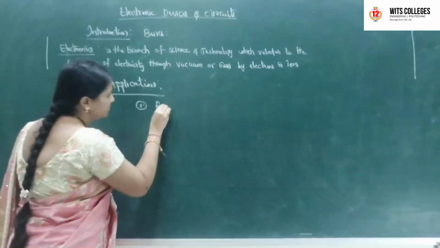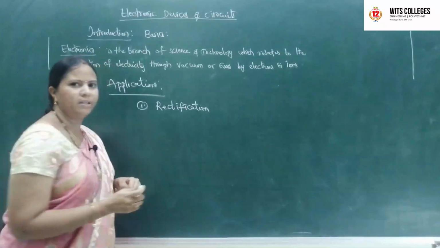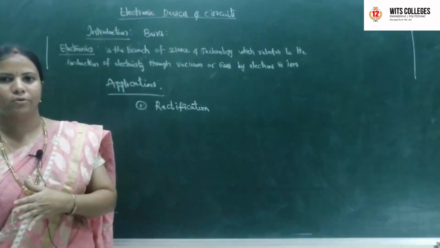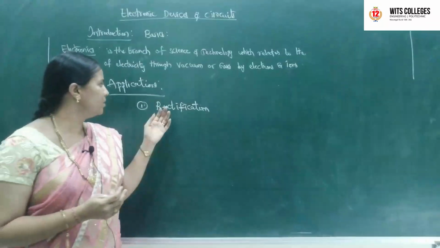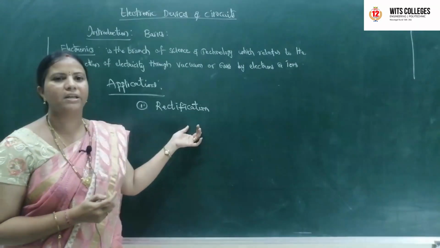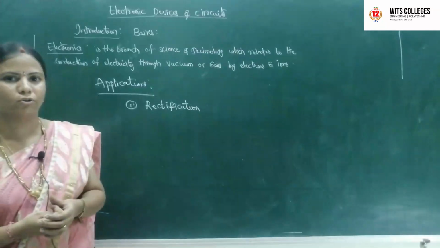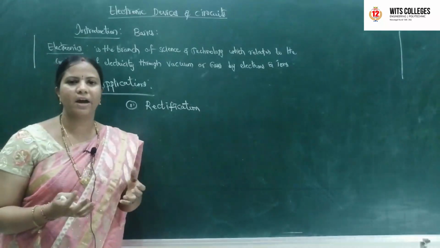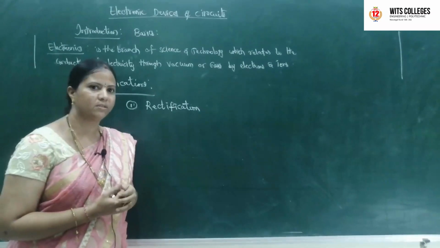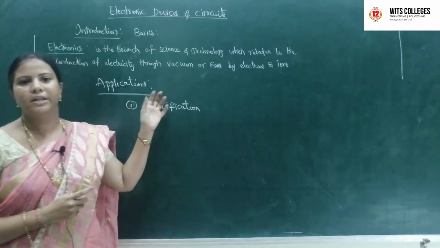first is rectification. Rectification means it is used to rectify alternating current to DC current. That is the meaning of rectification. Rectification is nothing but a device used to convert the AC current to DC current, or AC voltage to DC voltage. So directly we are not using the AC voltage for the electronic appliances. If you use AC voltage, it will damage. So that's why we have to convert AC voltage to DC voltage.